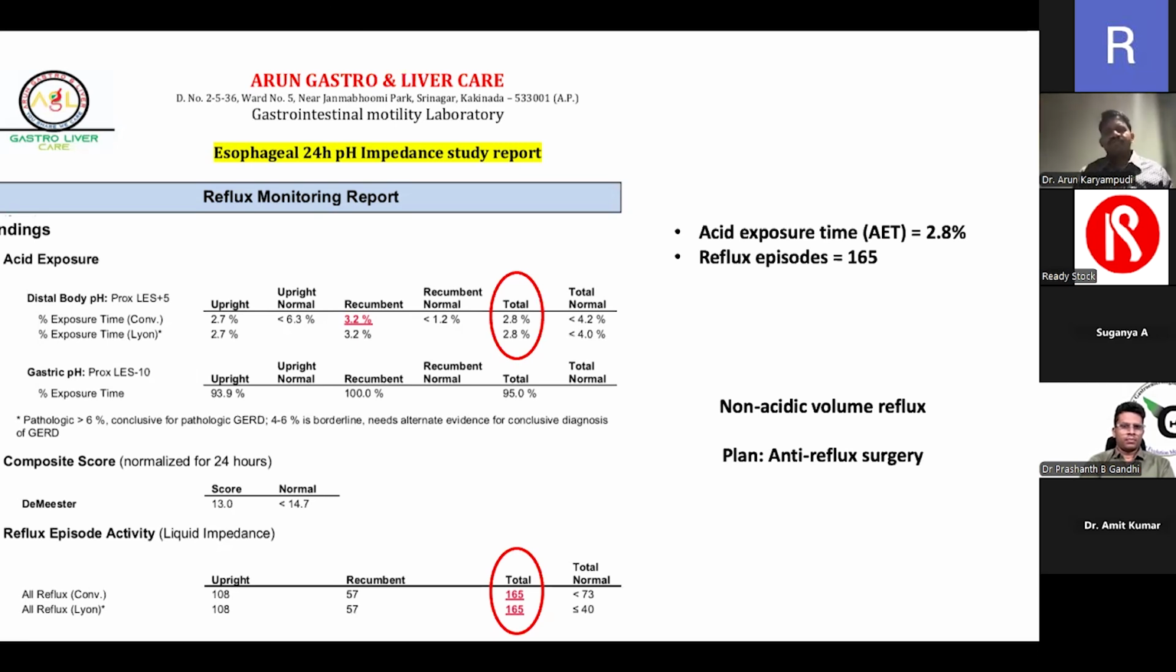So by strictly going by Lyon consensus, the patient doesn't have GERD, but on impedance, she had 165 reflux episodes. So this was quite significant. So this patient basically had non-acidic volume reflux.